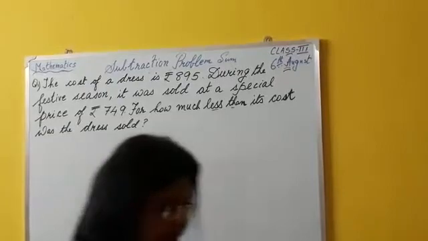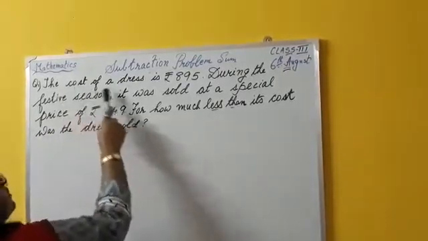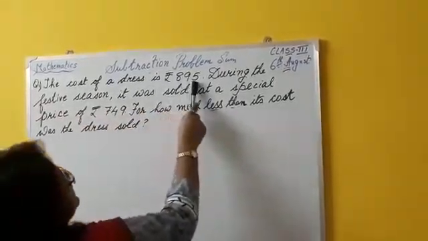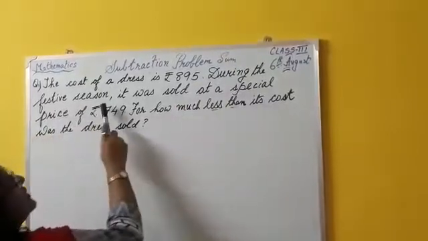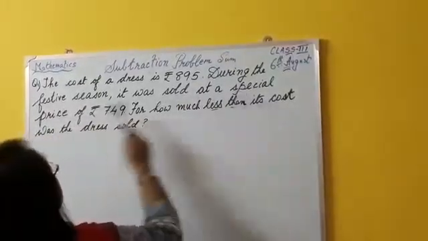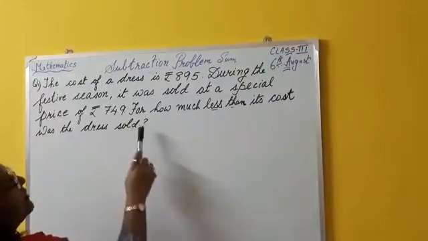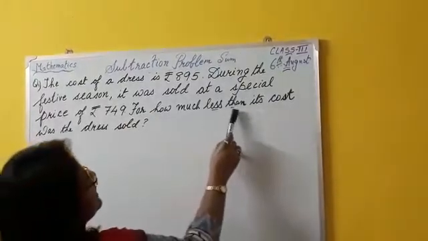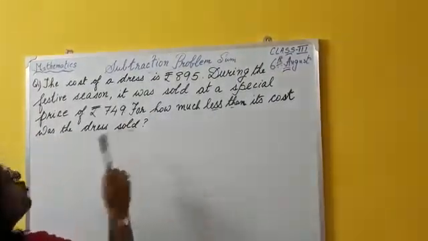Like look at this sum. The cost of a dress is rupees 895. During the festive season, it was sold at a special price of rupees 749. For how much less than its cost was the dress sold?